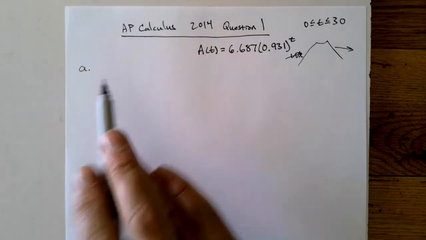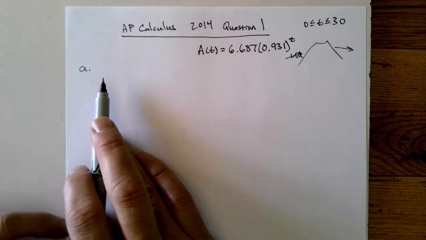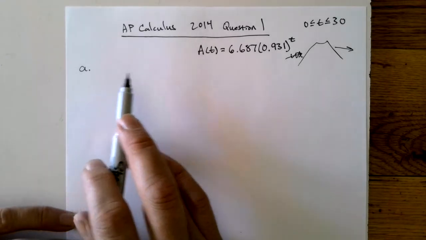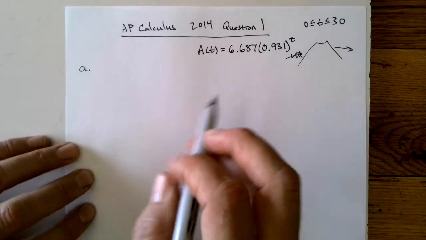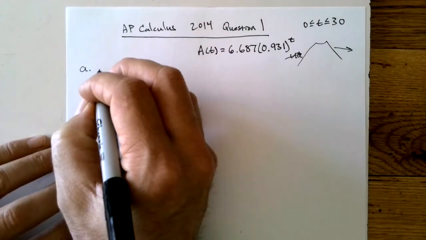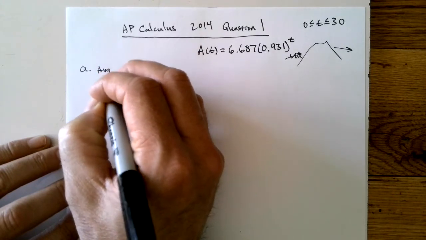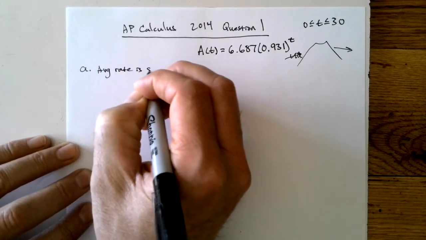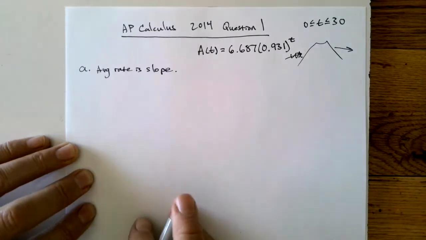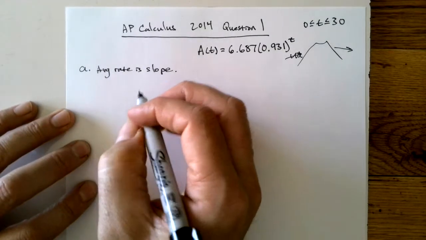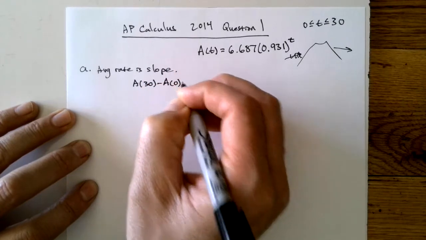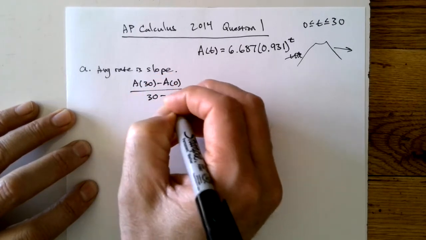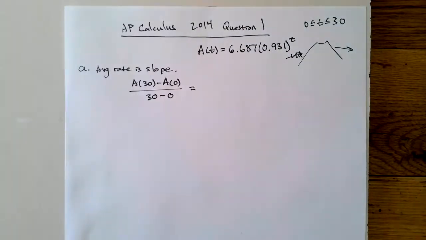And problem A says find the average rate of change over the interval. Well, instantaneous rate of change is the derivative. Average rate of change, average rate is slope. So in order to get the first points, you just have to do slope. So A of 30 minus A of 0 divided by 30 minus 0. That's all we need to do. Just use our little slope formula.